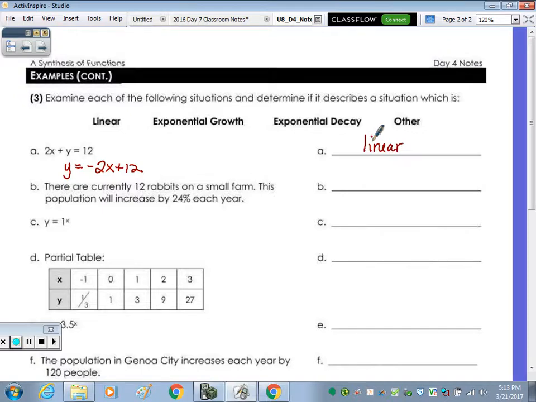Number 2, there are currently 12 rabbits on a farm, and this population will increase by 24% each year. So if increasing by a rate of 24% each year, that's going to be exponential growth.